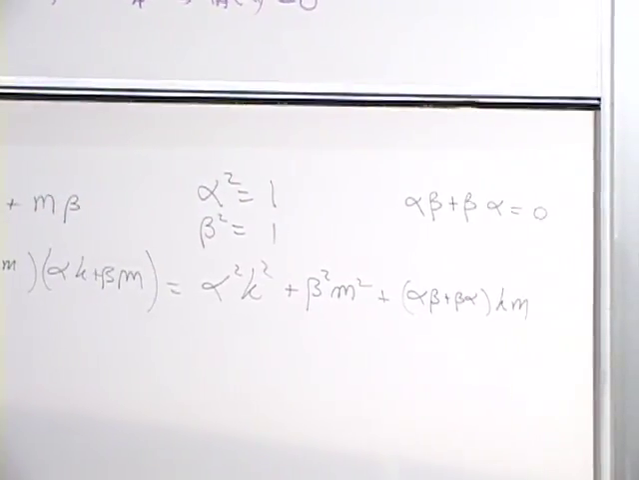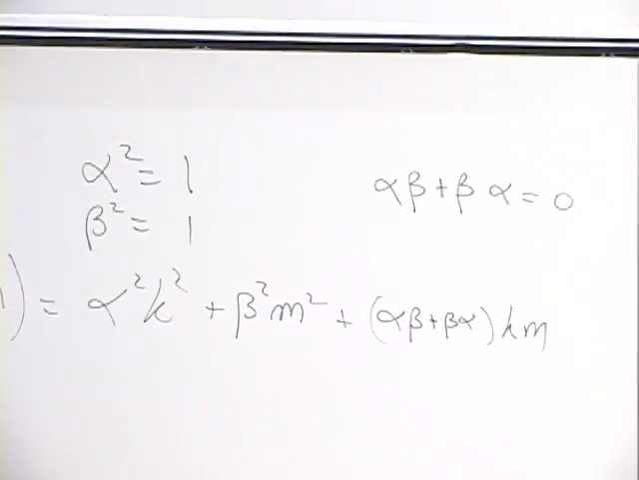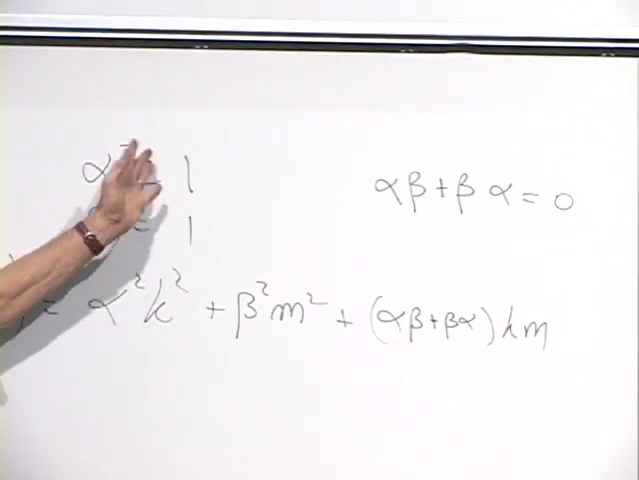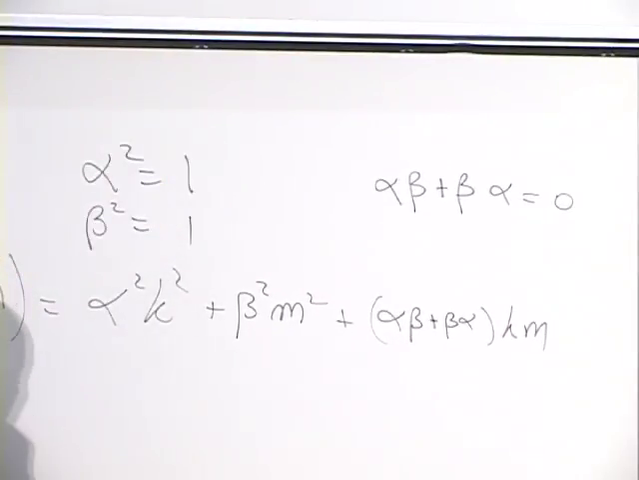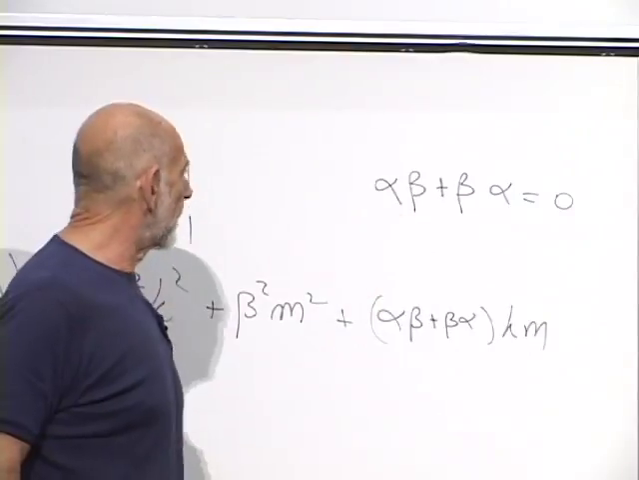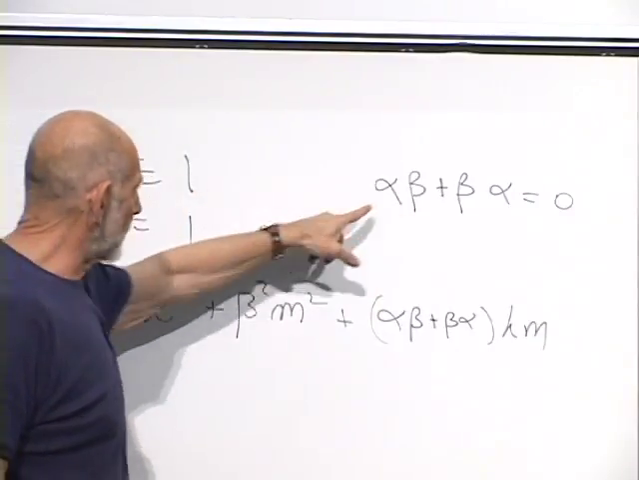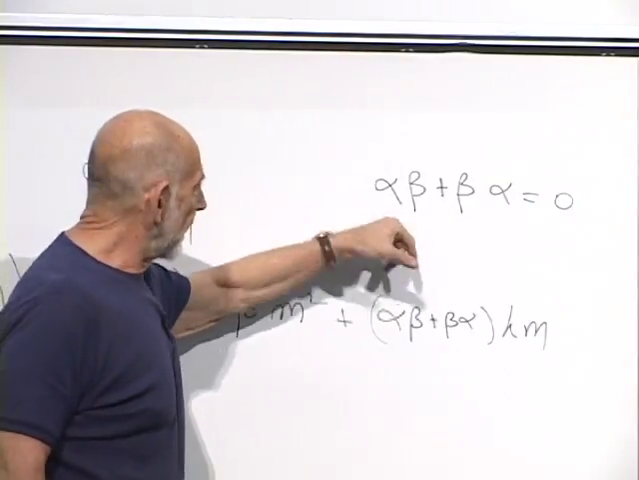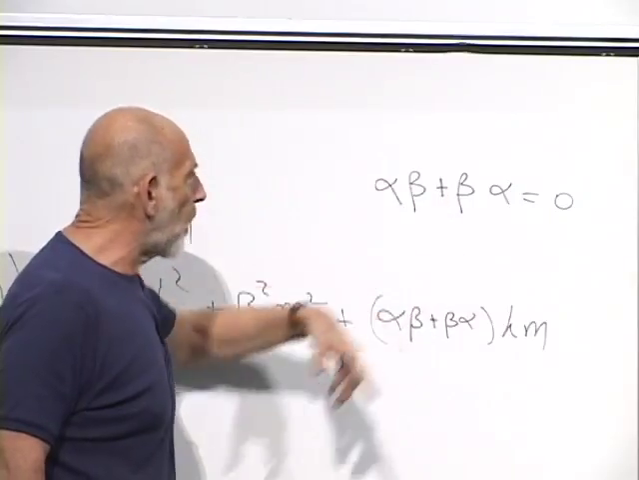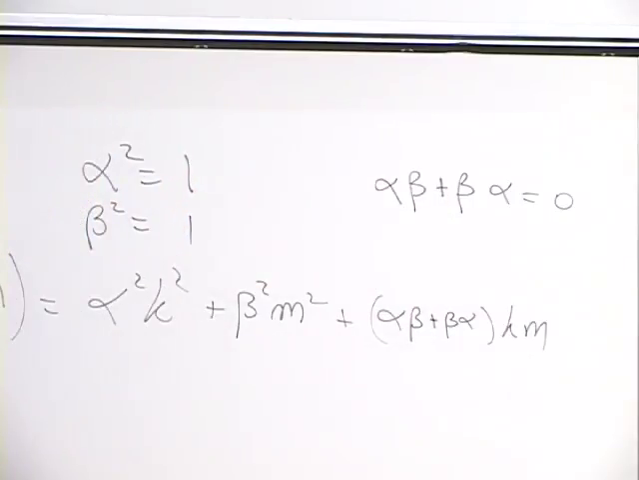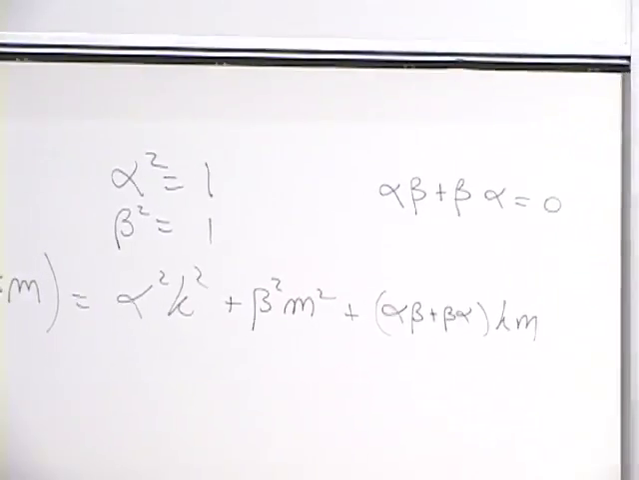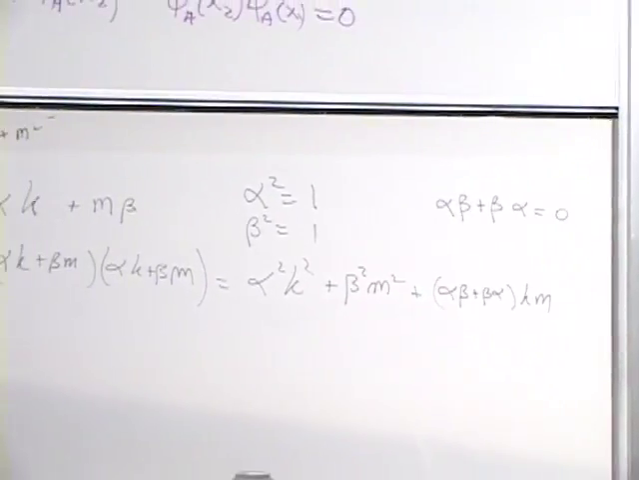This would be impossible with alpha and beta just being numbers. You can certainly satisfy this: alpha squared equal to 1, that's no problem. Beta squared equal to 1, that you can also solve. But how are you going to solve this together with this? If they were just numbers, it would require either alpha or beta to be zero, but this says that neither alpha nor beta is equal to zero. On the other hand, if they're matrices, it's quite possible.